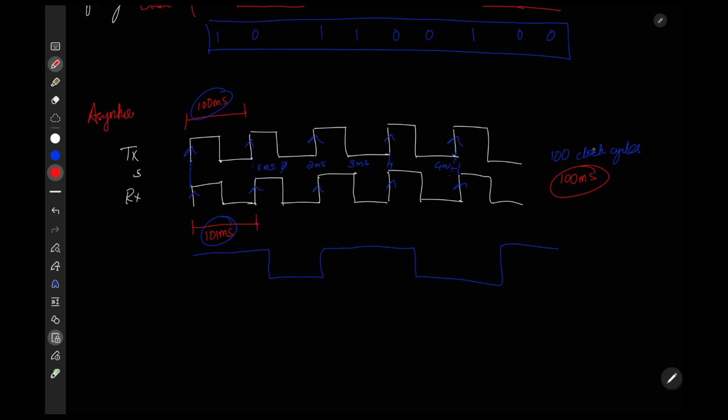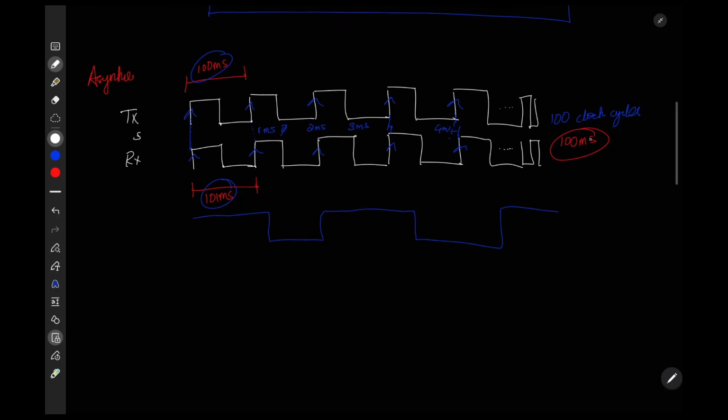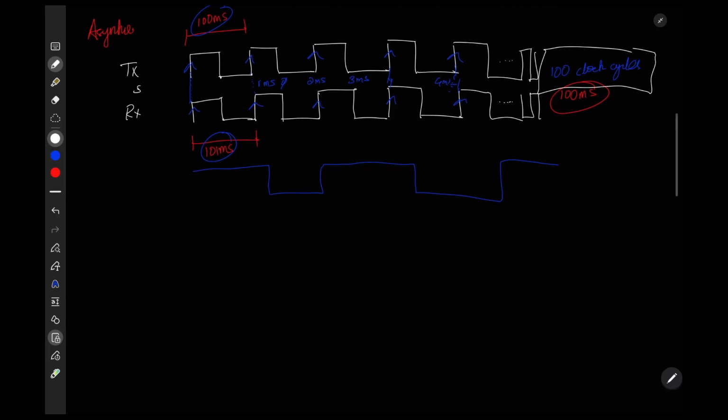You can only use 100 cycles before the clock is absolutely out of phase. Like after this 100 cycle, maybe this clock is absolutely out of phase. But that doesn't matter, right? Because you're not using the 100 cycles. That is a beautiful fact in this asynchronous communication.